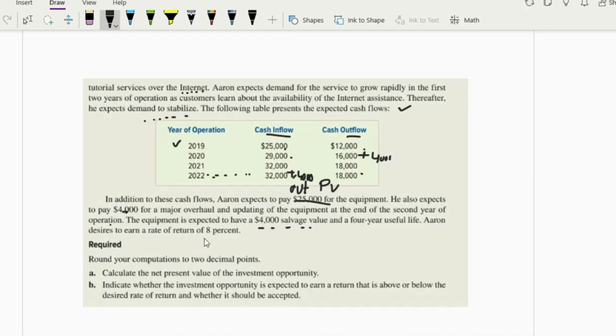His desired rate of return is 8%, again 2 decimal places. Calculate the net present value of the investment opportunity. What is the net present value? Present value of inflows minus present value of outflows. These are inflows and these are outflows. Okay, so let's do this.